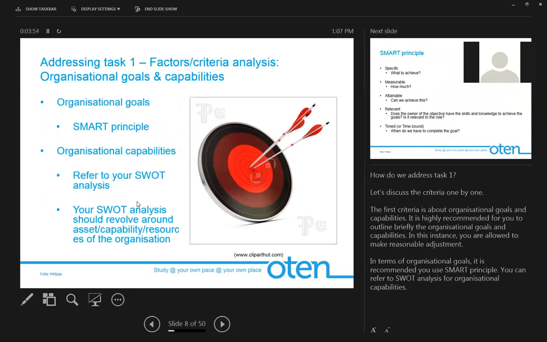Now the organizational goals, which is basically the first criterion, I would suggest that you use the SMART principle. You outline all factors briefly. For instance, the first criterion is about the organizational goals. Please suggest the possible organizational goals using the SMART principle.